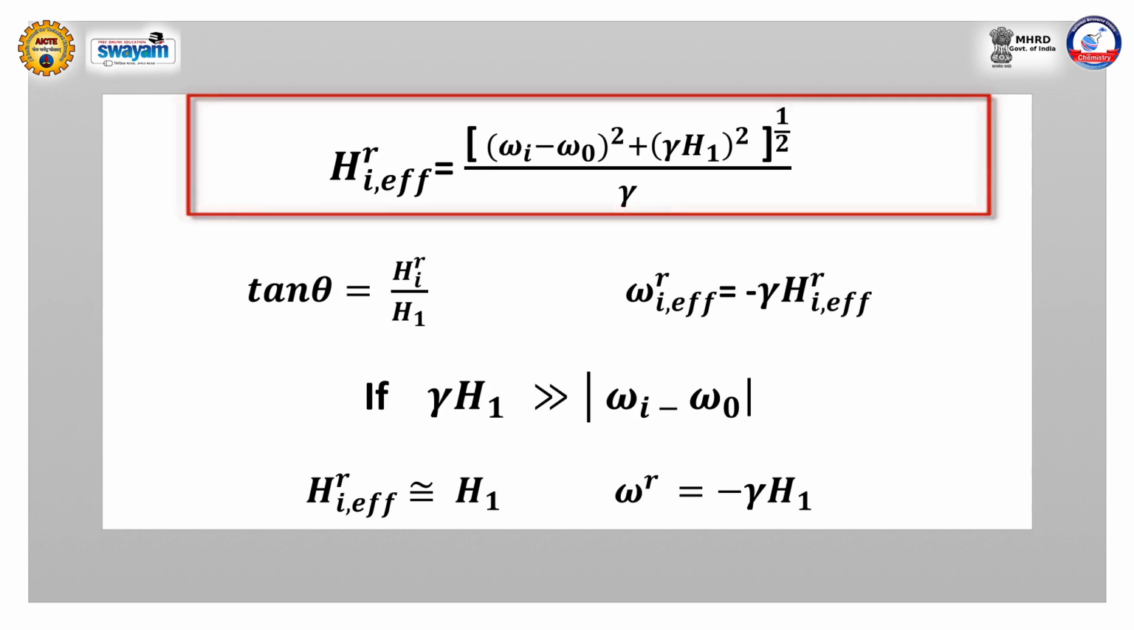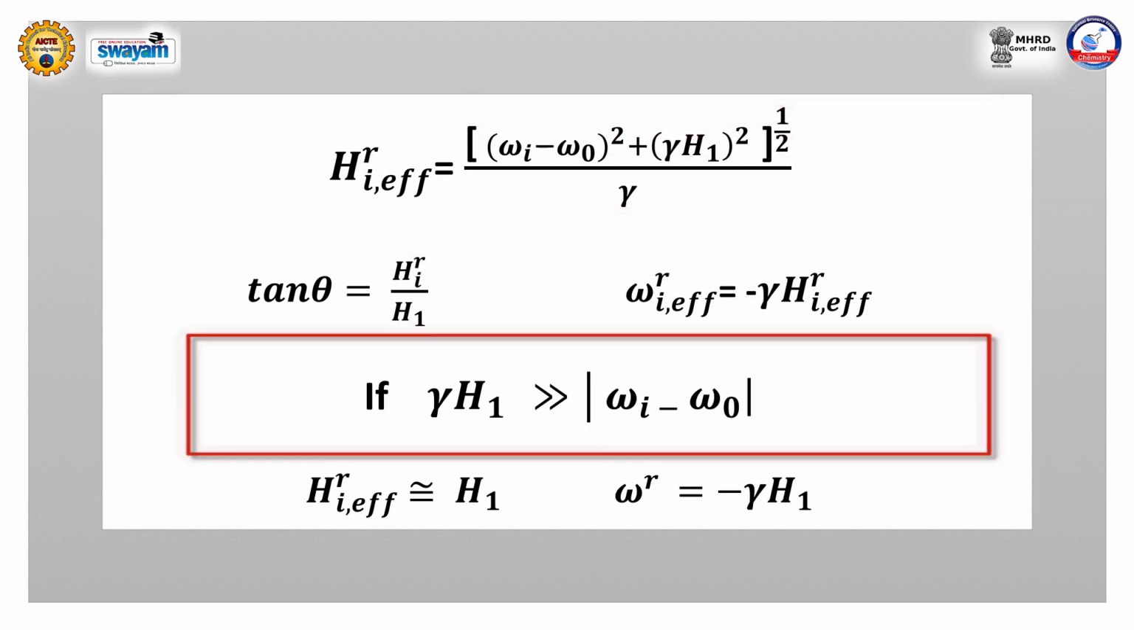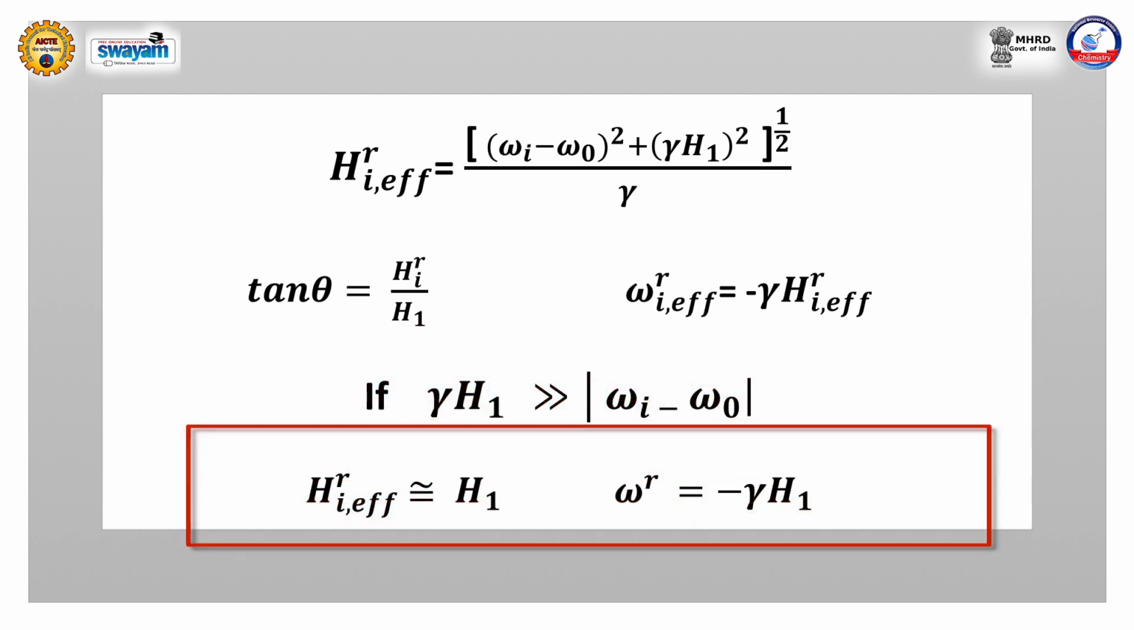Now assume that the H1 field which you apply is so large that gamma H1 is much larger than omega I minus omega naught. Whatever the value of omega I is, regardless of that, I make it so large that omega I minus omega naught is much smaller compared to gamma H1. Then in the top equation I can ignore the omega I minus omega naught dependent term, and effectively H I R effective will be equal to H1, and omega R, the precessional frequency, will be minus gamma times H1.